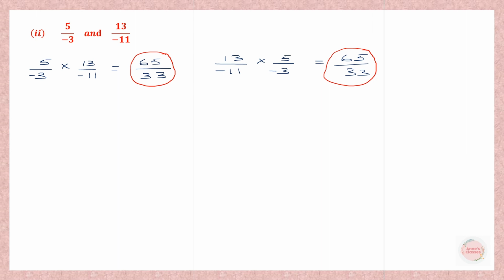It means that 5 by minus 3 into 13 by minus 11 is equal to 13 by minus 11 into 5 by 3. That means we have verified the commutative property. So let's say hence verified.